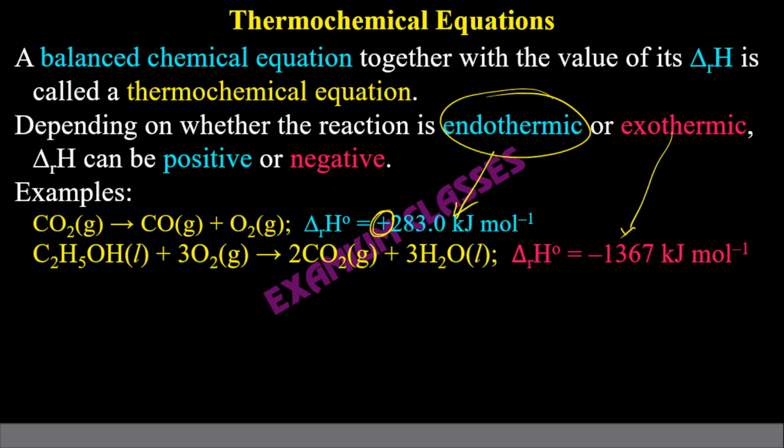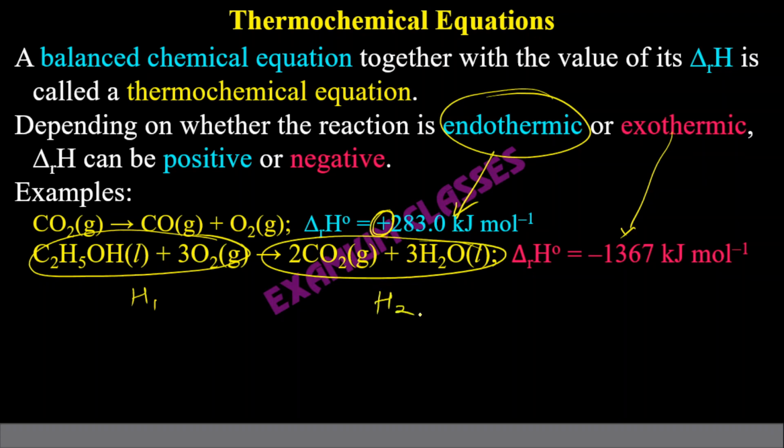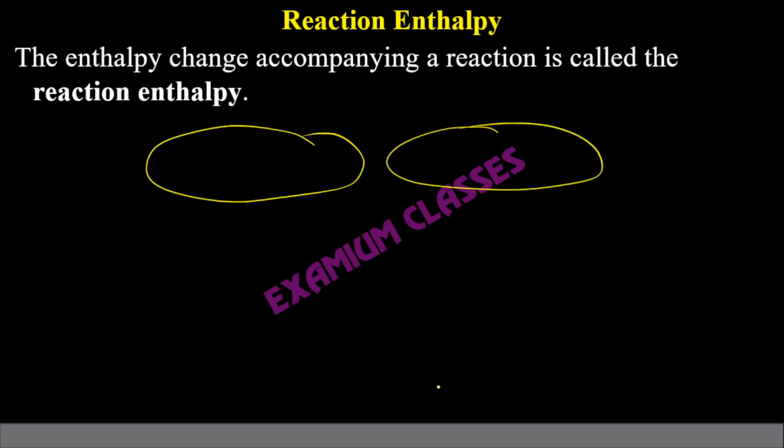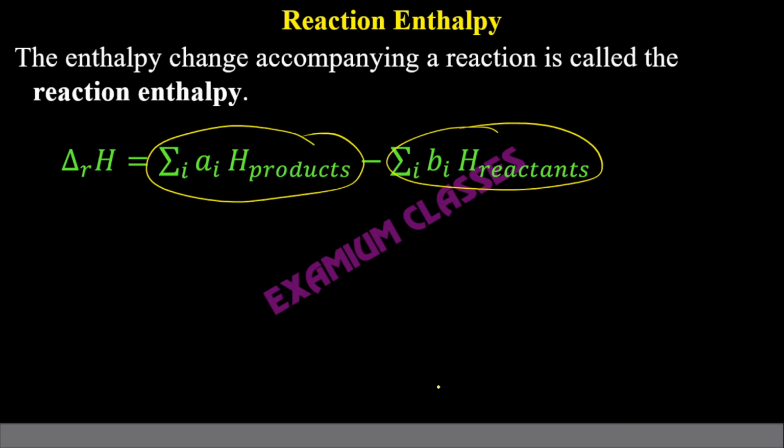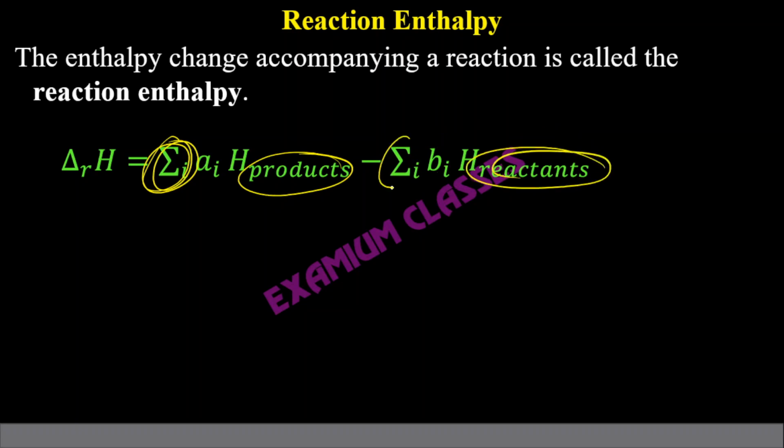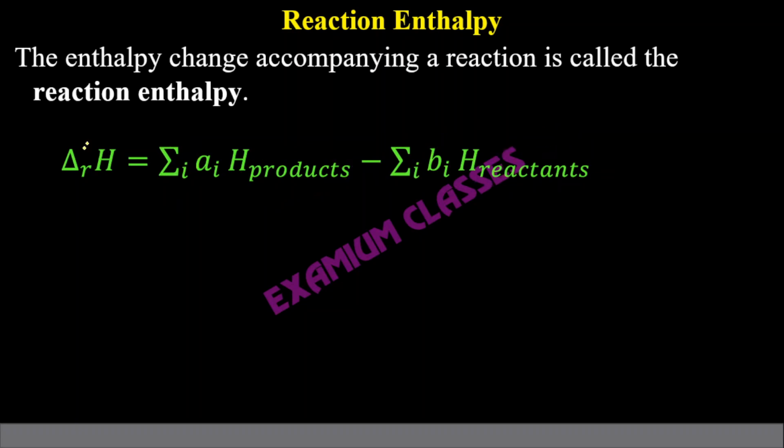Suppose I am talking about the second equation here. So what is changed? Suppose here you have the sum of these enthalpies as H1, and here you have the sum of enthalpies as H2. So what will be delta H? Delta H will be final minus initial. That's what we are talking about in this particular formula. Final means products' enthalpies, add all those, sum up. Reactants' enthalpies, add all those, and the difference will give us delta H of the reaction.